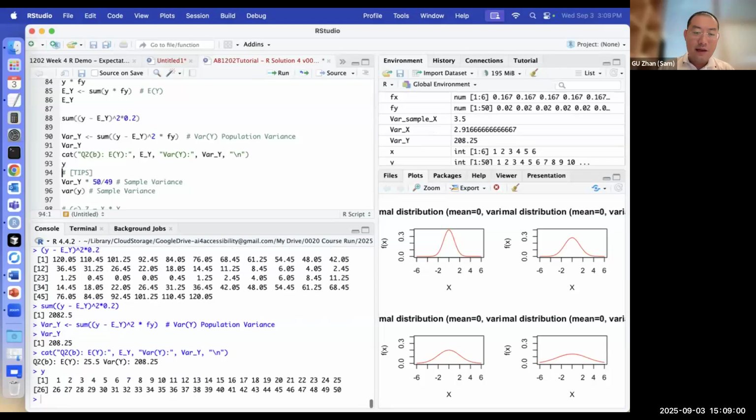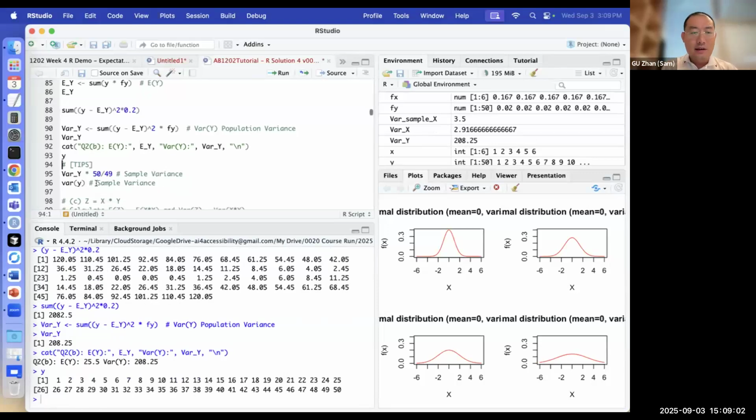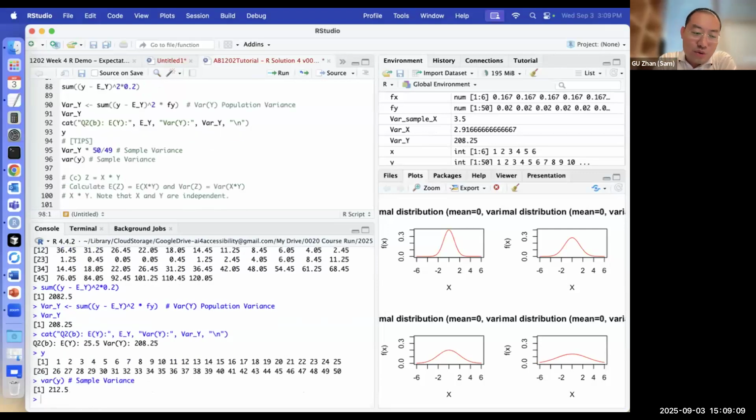So these are the y values. Then what if we just use the internal R function called var y? You run it, it gives you 212.5, which is not 208.25. The reason is that the var function in R is called the sample variance formula. This formula is slightly different from the population variance formula. We'll touch on it in a few weeks.